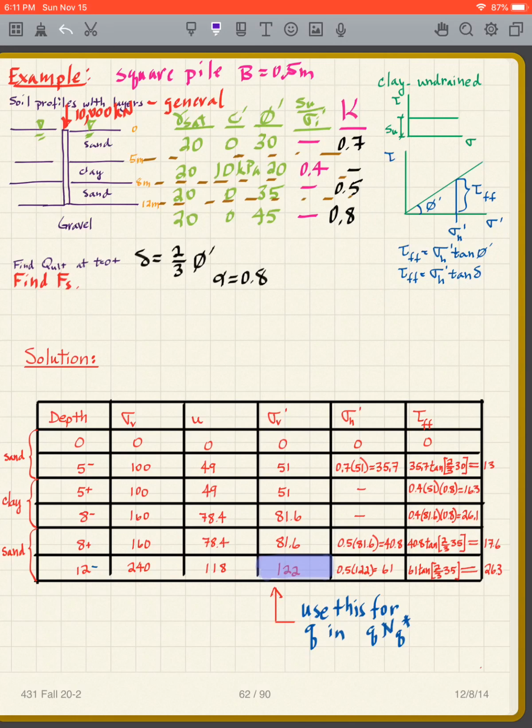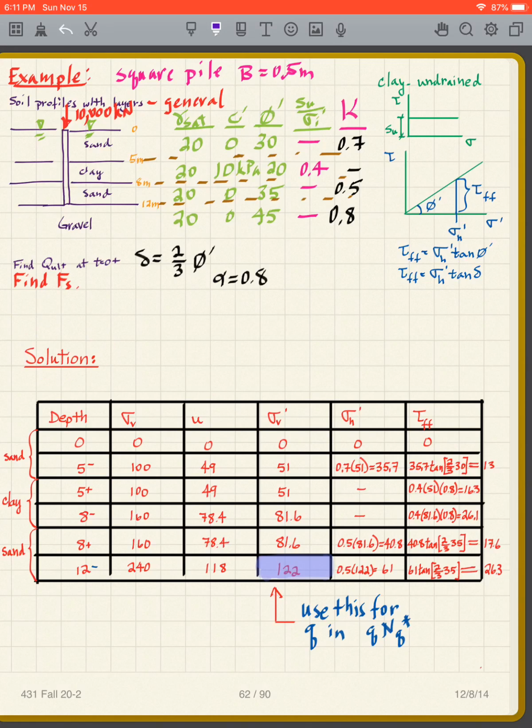So what we have to remember when we're doing the drained, normally we do what? Tau FF is sigma h prime tangent phi prime, but what are we concerned about? This delta, which accounts for the smoothness of the pile, it's going to be sigma h prime tangent delta. So in other words, my coefficient of friction is tangent delta, not tangent phi prime, because of the smoothness of the pile. Okay, so let's look at the solution.